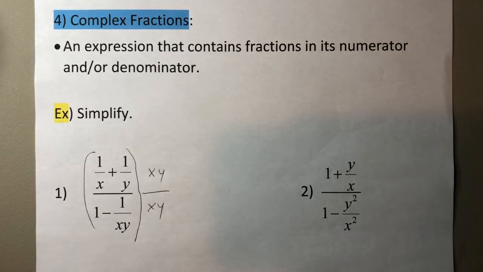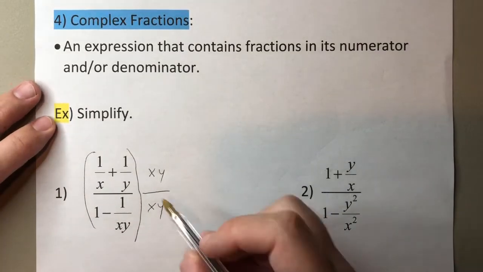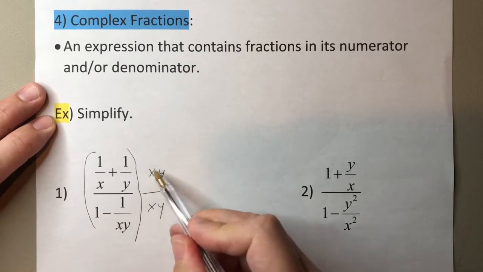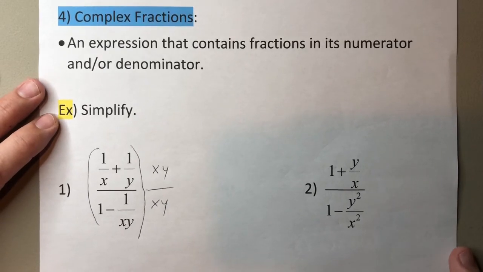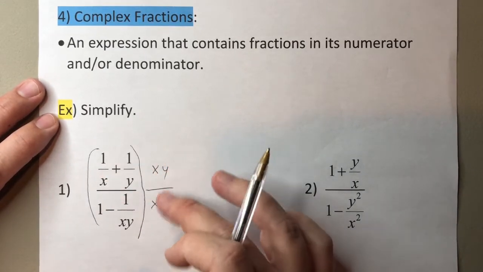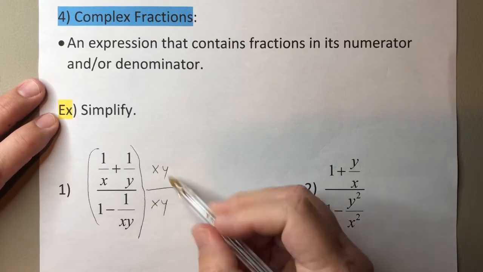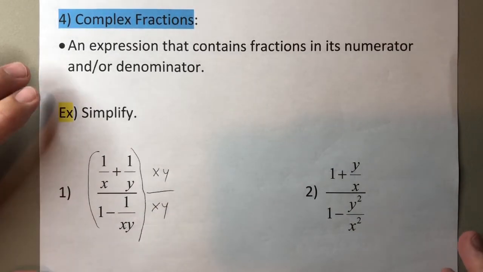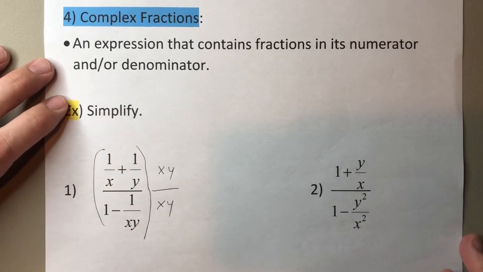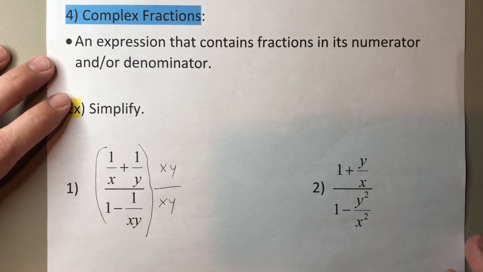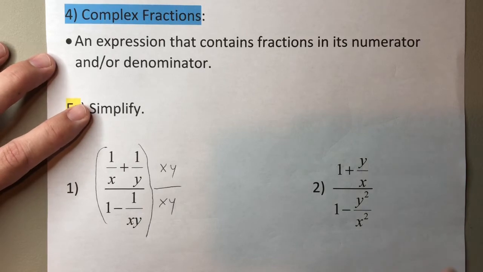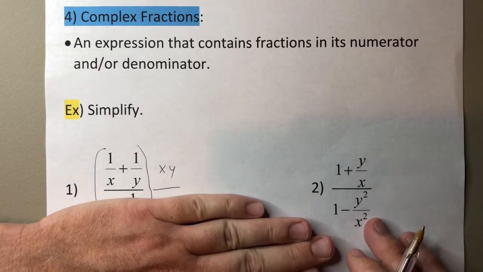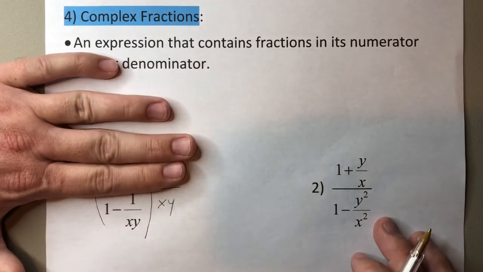Am I allowed to do that? Yeah, why am I allowed to do that? Because this expression, xy over xy, is equivalent to 1. You're always allowed to multiply any expression by another expression as long as that other expression is equivalent to 1. Now this is where it gets a little tricky, so really pay attention to what's going on here at this point. I'm going to look at just the numerator first and then the denominator second.